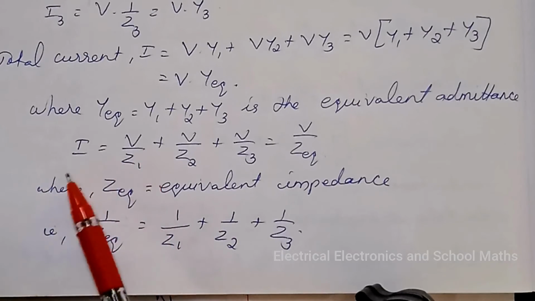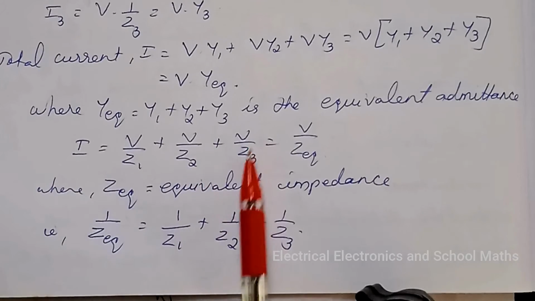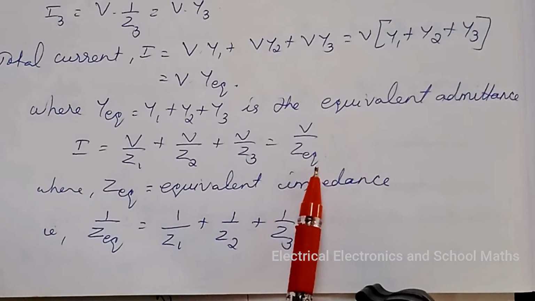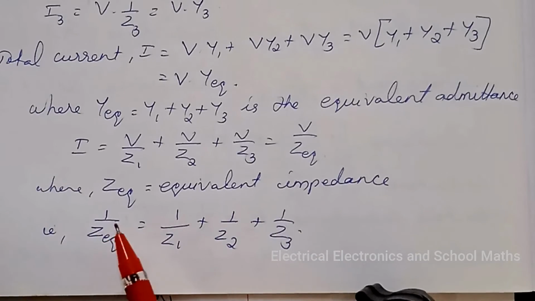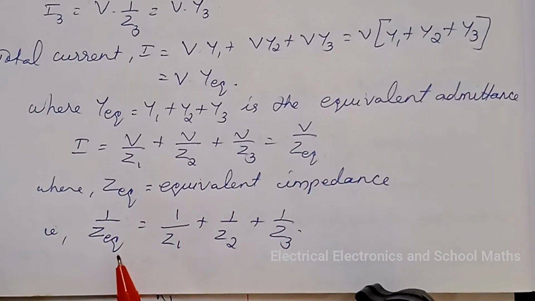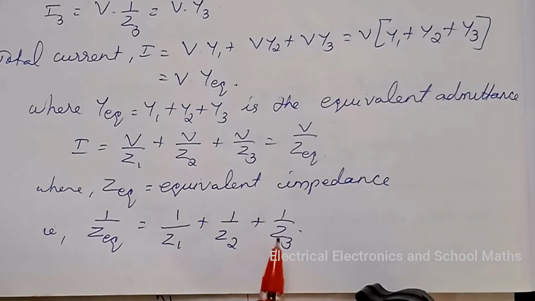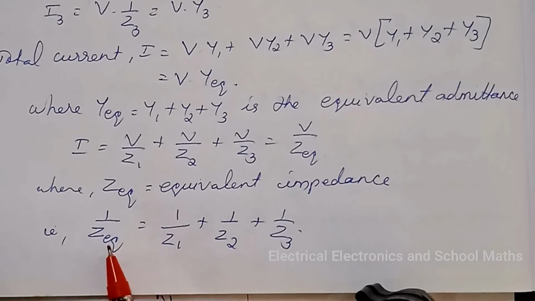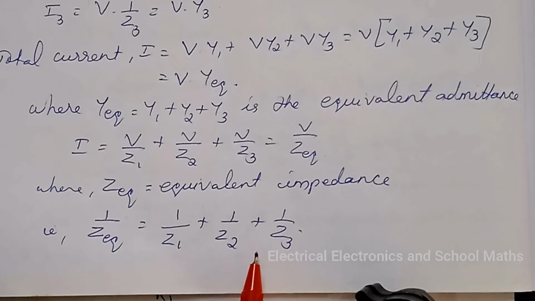Then also we have I is equal to V by Z1 plus V by Z2 plus V by Z3 equal to V by Z equivalent, where Z equivalent is the equivalent impedance, that is 1 by Z equivalent equal to 1 by Z1 plus 1 by Z2 plus 1 by Z3. That is, when impedances are connected in parallel, then the equivalent impedance 1 by Z equivalent equal to 1 by Z1 plus 1 by Z2 plus 1 by Z3.